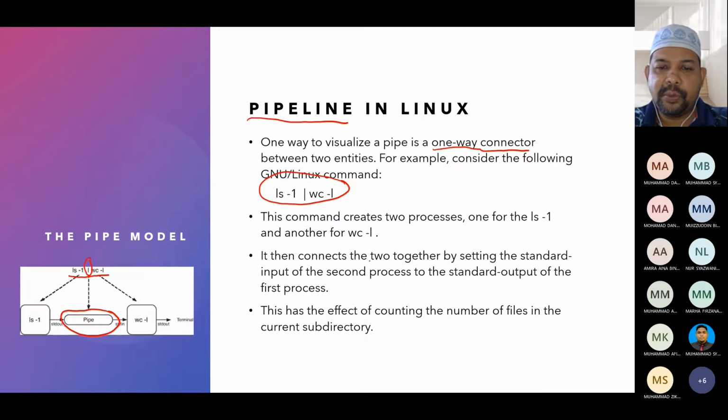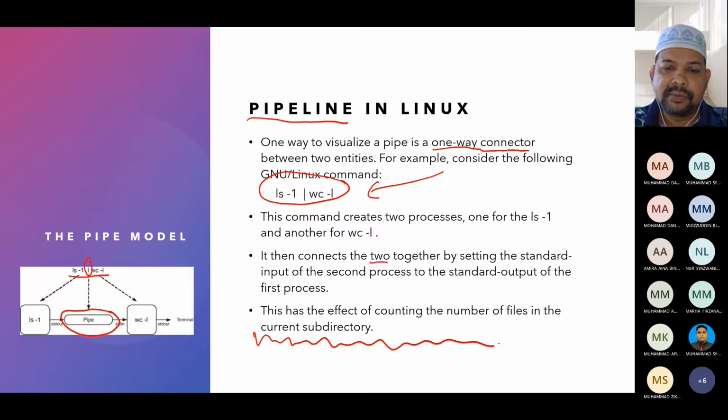Kalau 3 pun boleh, 4 pun boleh, jangan risau. So yang ni kita buat ni 2 je. Okay, by setting the standard input of the second process to the standard output of the first process. This has the effect of counting the number of files in the current subdirectory. Apa command ni buat adalah untuk ini. Okay.